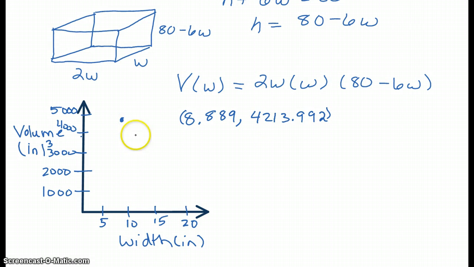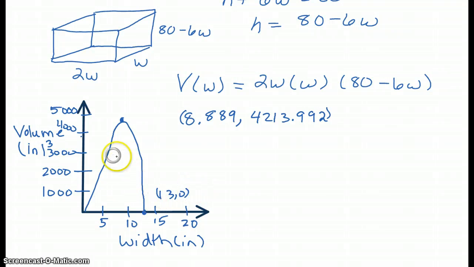And then the other point I need to know is my 0. So again, I'm going to go to second trace 0 and go to the left and go to the right. And it's at 13. So I'm going to put a point here and label it 13, 0. And then I'm just going to draw my graph here. Now this is actually a cubic graph, but I don't need the whole cubic. All I need is the part that's here in the first quadrant so that I can find this maximum point, because that was my goal. That's what they asked me for if I look back at the question.